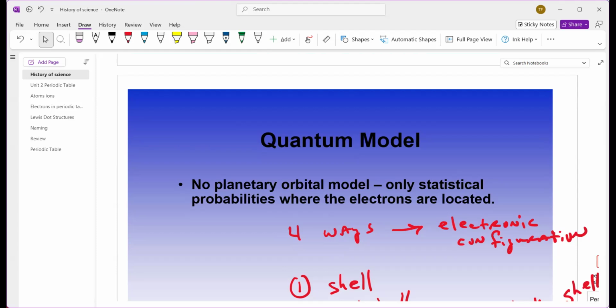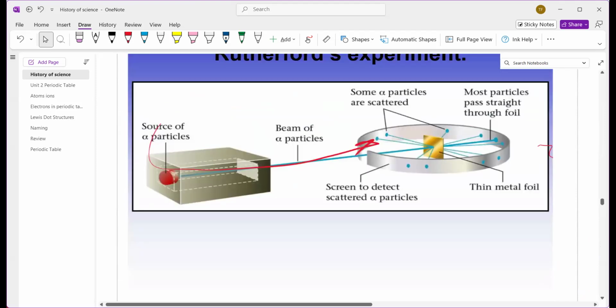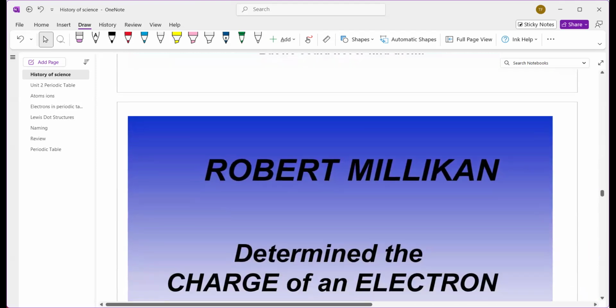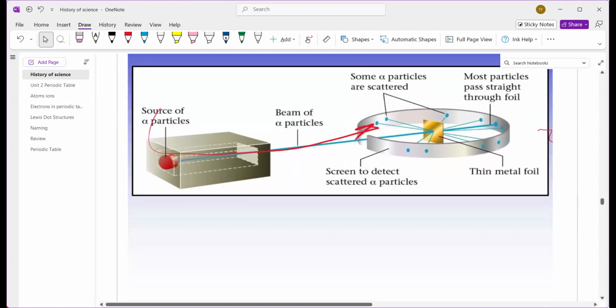Then we went to Millikan, who determined the charge of the electron. Then we went to Rutherford, who discovered the nucleus. Now, Rutherford also talked about the planetary model. Rutherford is known for his gold foil experiment, but he didn't get the Nobel Prize for that. He got the Nobel Prize for his other work. These guys did a whole bunch of stuff.